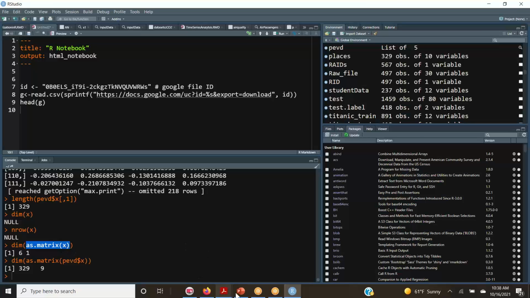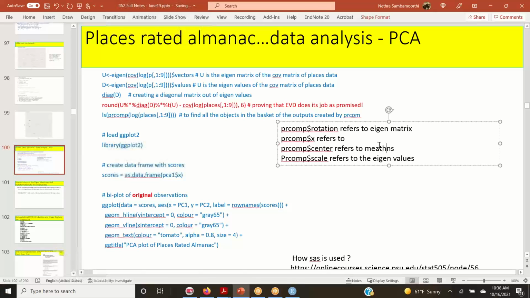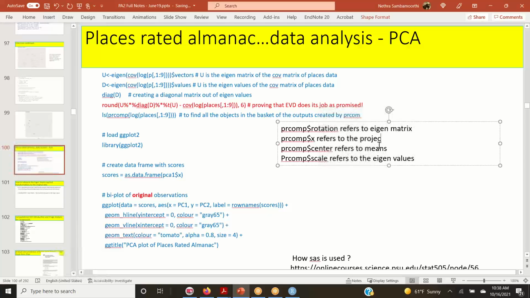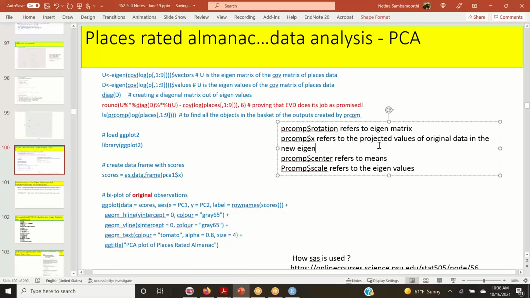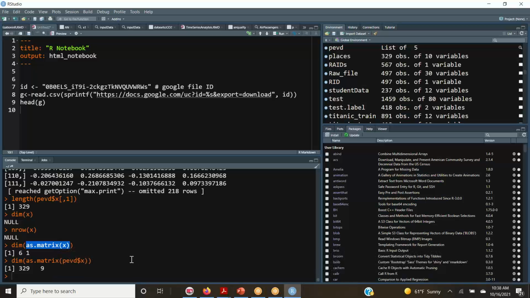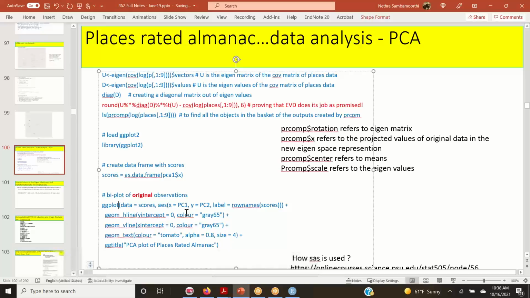X is the score matrix. Remember that. Okay, there is a typo here. X refers to the projected values of original data in the new eigenspace representation. Agreed? So if I want only 2, I can take those 2 and plot it. That is what is happening here. So I'm going to do the plot here.